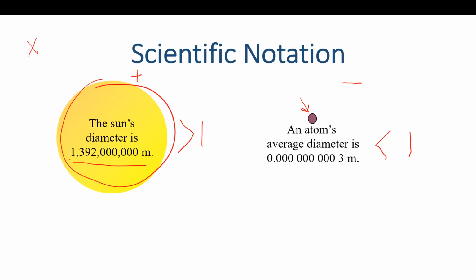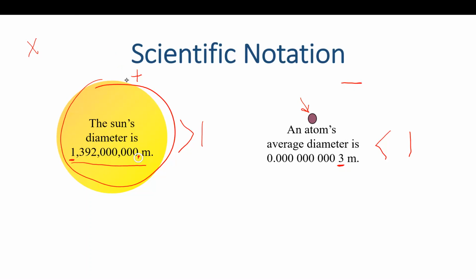The key in both of these is you want to make sure that the decimal goes after the first non-zero digit. So I'm underlining in each measurement that first non-zero digit. With the sun's diameter, which is bigger than 1, we see that the decimal is actually way down here after all these zeros. So we want to move that decimal all the way to the left till it's behind 1. And we're going to count the number of times that we move it and use that as our exponent for the power of 10.